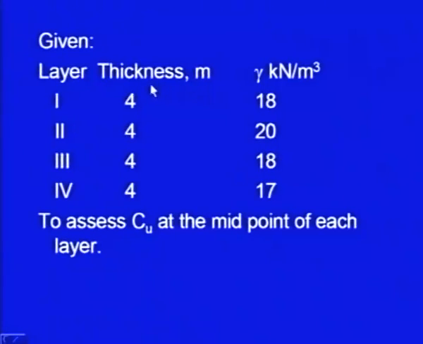The details of the different layers are like this. The first layer is 4 meter, all of the layers are taken of the same thickness, 4 meter, and the unit weights are available. For the first layer it is 18, for the second layer it is saturated, so gamma saturated is 20, and for the third and fourth layers these are the unit weights, and we are supposed to find out Cu at the midpoints of each of the layers.